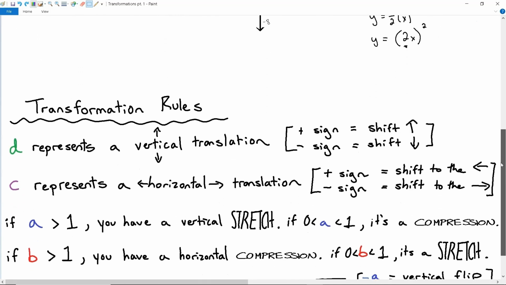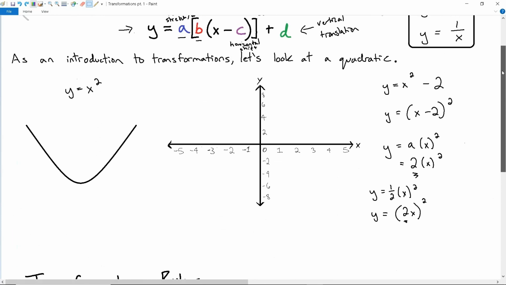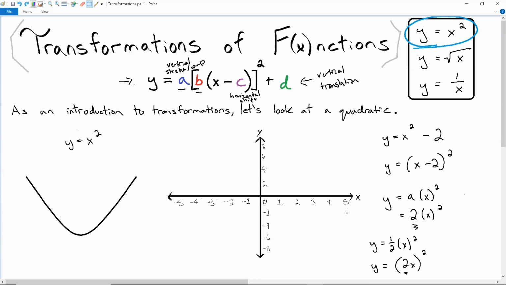So that will be our next rule, where if b is greater than 1, you have a horizontal compression, but if b is between 0 and 1, it's a stretch. And you'll notice that that is the exact opposite of what we do with our a value. So in the case of the b value, when it's greater than 1, it's a compression. When it is less than 1, let's say (1 over 2x) squared, that would actually be a stretch by a factor of 2 horizontally, which would look something like this.